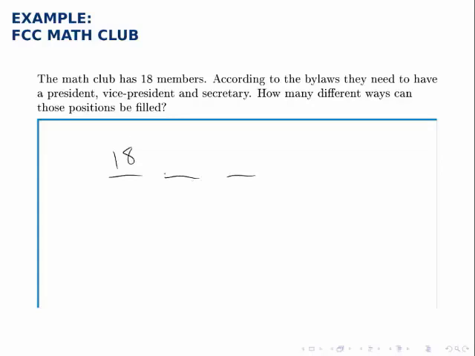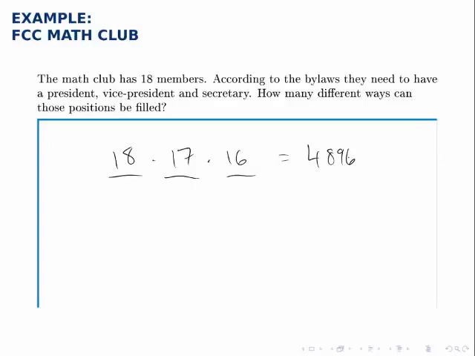Once there's a president, though, there are only 17 people left to choose from for the vice president, and then 16 people left to choose from for the secretary. If we multiply these options together using the fundamental counting principle, we get 4,896 possibilities for how many ways we could fill these 3 positions.